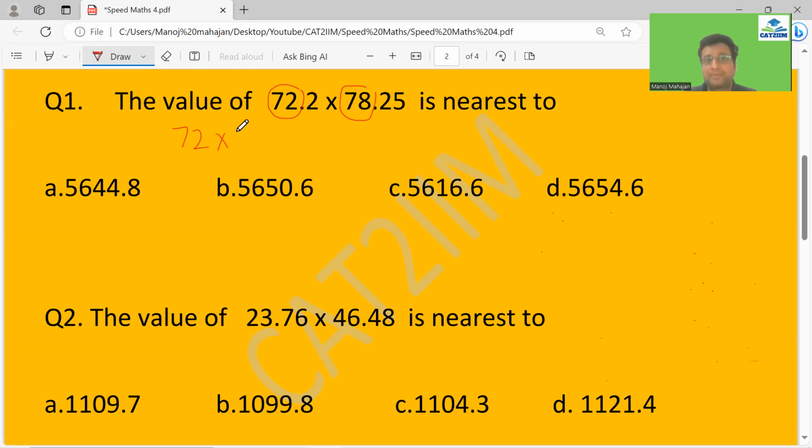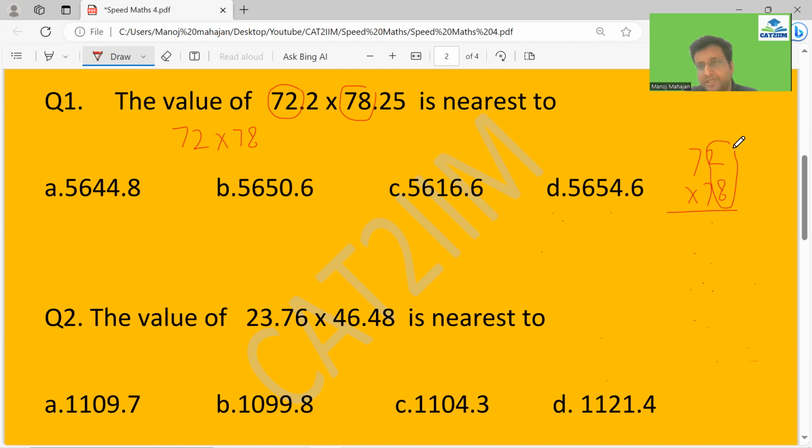So I'll tell you what part can be left out when you're looking for nearest. Just multiplying 72 into 78 may not give you the right answer. And if you remember the basics I taught you in the previous speed maths class, I can apply a shortcut over here to multiply these two numbers. Isn't it the specific case?